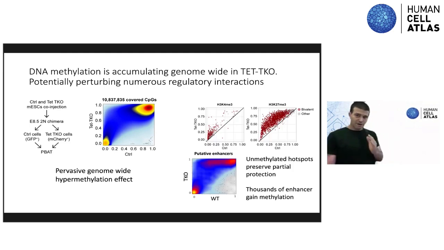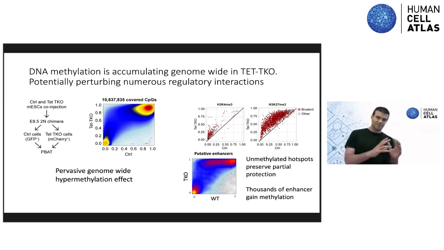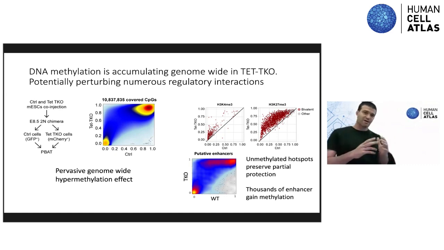It turns out that when you are losing the TETs, you are still protecting from methylation many different loci, in particular promoters, CTCF sites, and regions that are protected by the core epigenetic machinery that maintains activity. On the other hand, as you see in this graph here, the lower right one, almost all of the putative enhancers are gaining dramatic methylation.